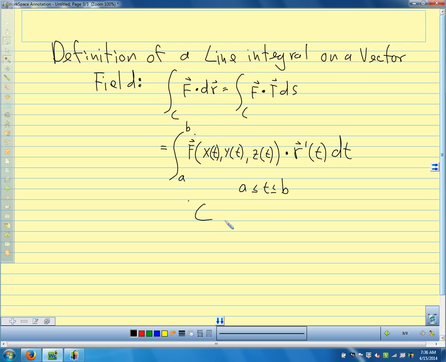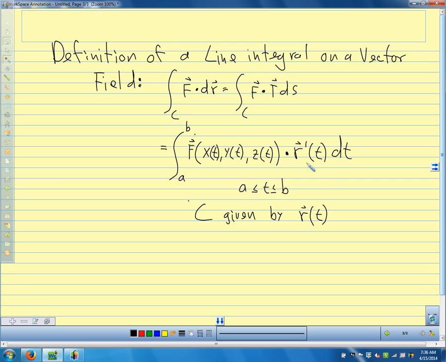And c is given by r of t. So we parameterize our curve, and t varies from a to b. So this gives us a method to evaluate a line integral on a vector field. Very similar to what we did with the line integral for a scalar field. We express our vector field in terms of our parameterized curve, in terms of the parameters. We take the dot product with r prime of t dt.